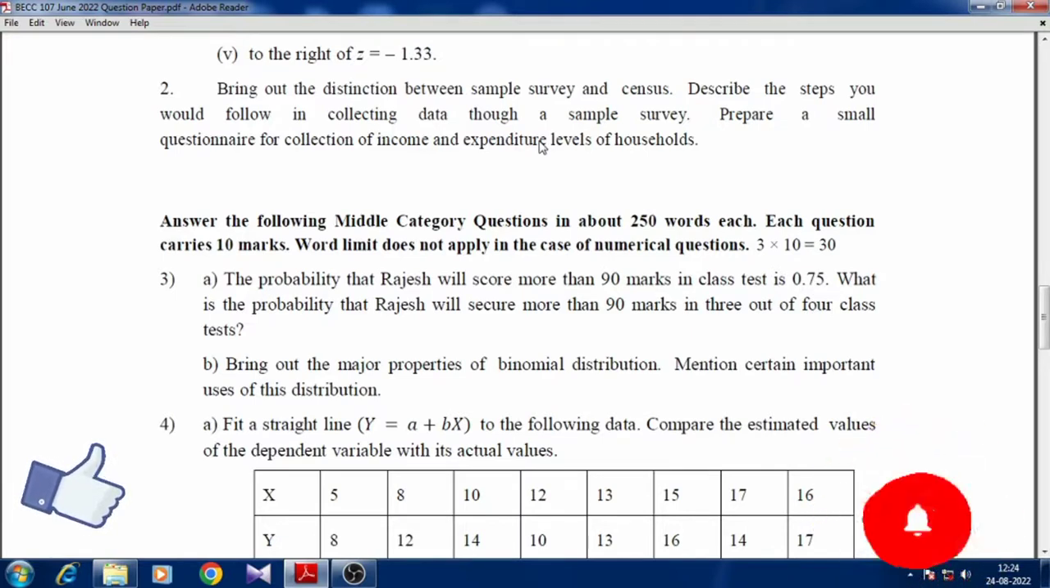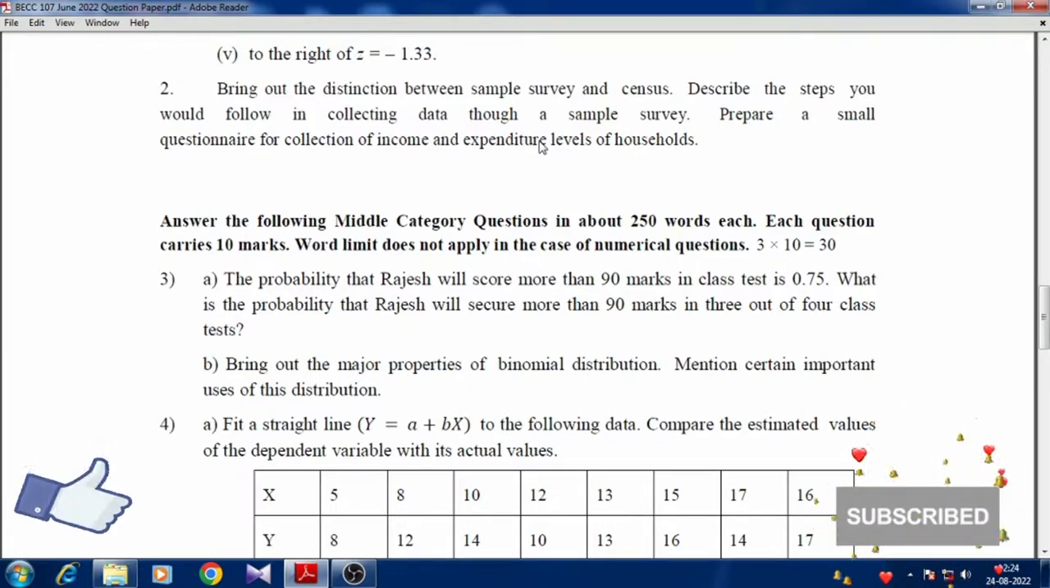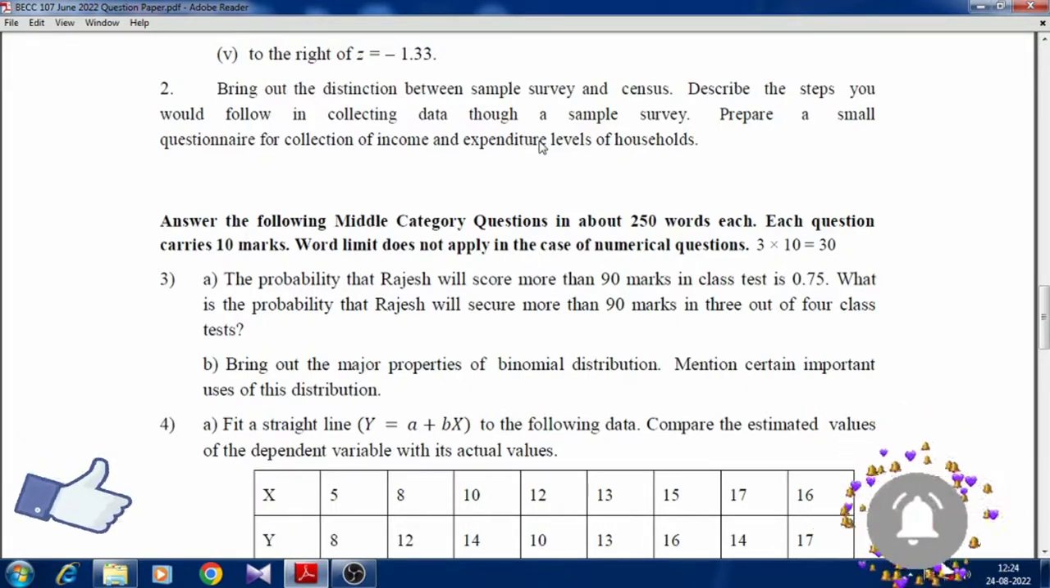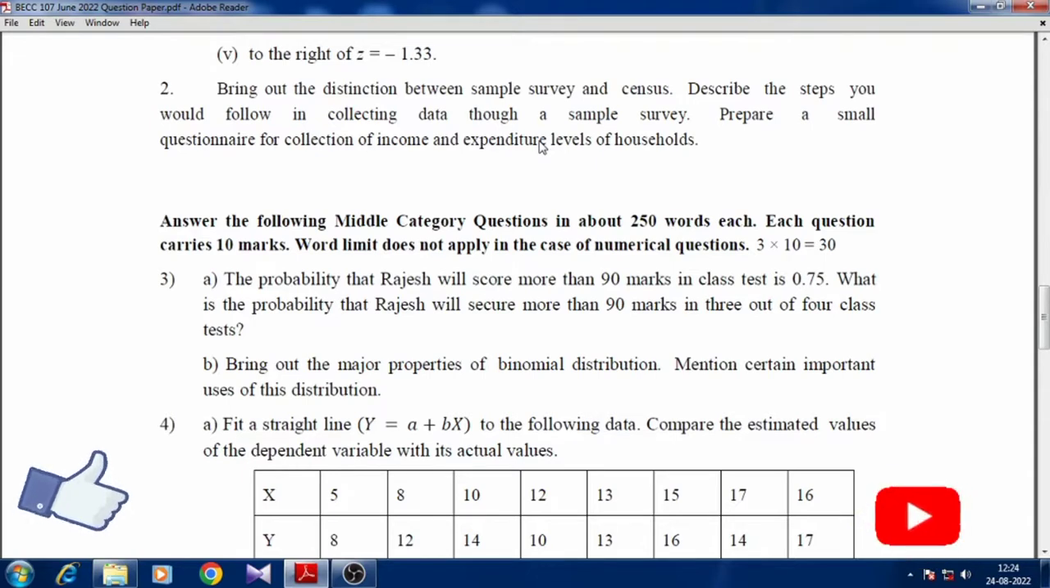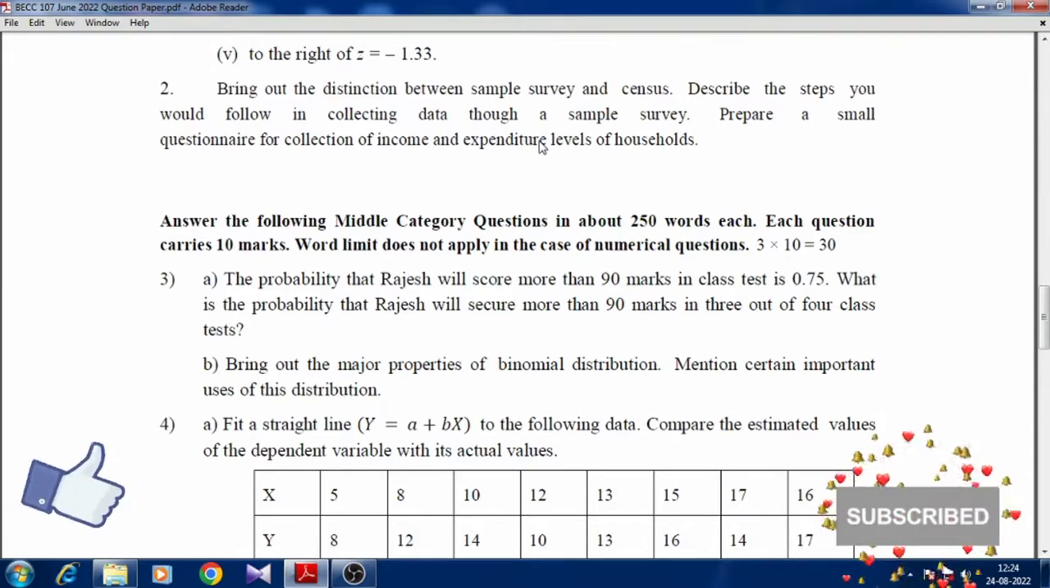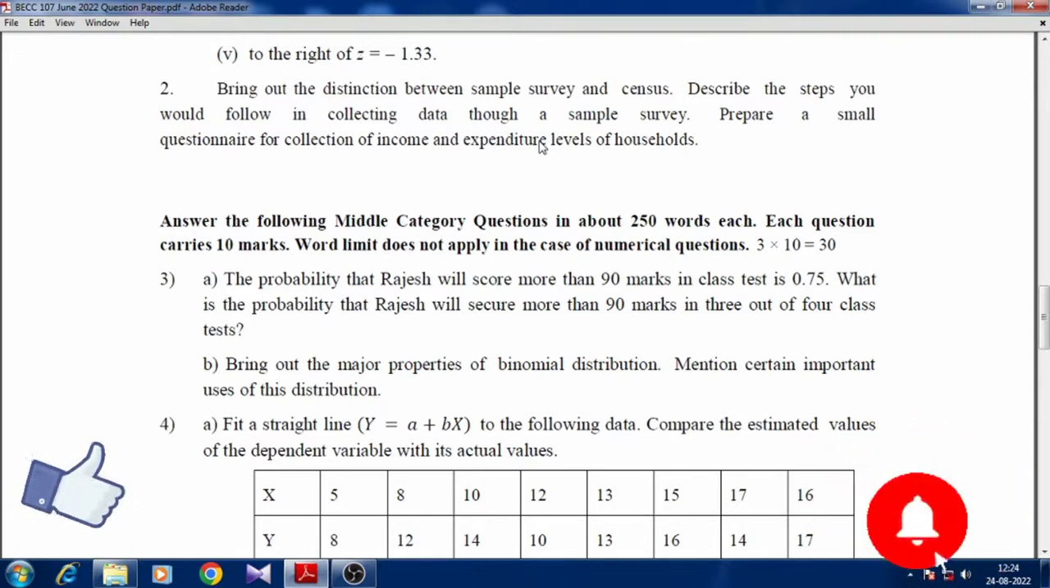Fit a straight line y equal to a plus bx to the following data. Compare the estimated values of the dependent variable with its actual values. X: 5, 8, 10, 12, 13, 15, 17, 16. Y: 8, 12, 14, 10, 13, 16, 14, 17.